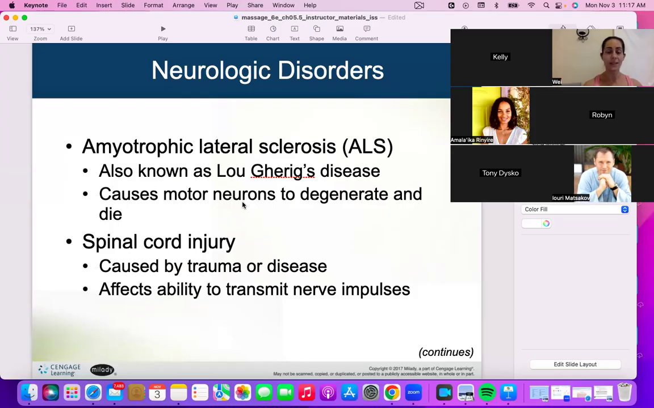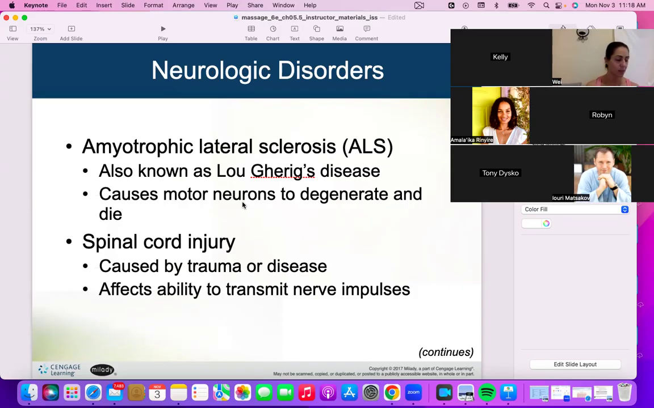In this case, the action is the problem. So they cannot generate the action they need, and it affects people from 40 to 60. It affects twice as many men as women. Early symptoms could be weakness, twitching of the legs, the arms, the hands, and slurred speech. It depends on the nerves that are affected, okay?